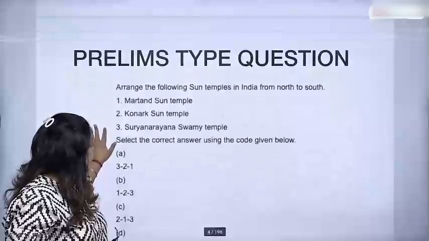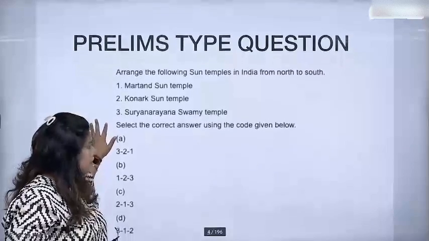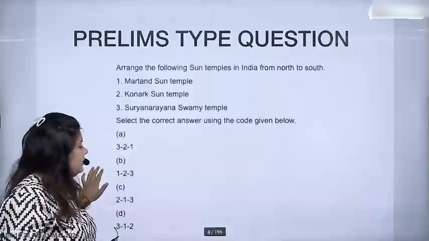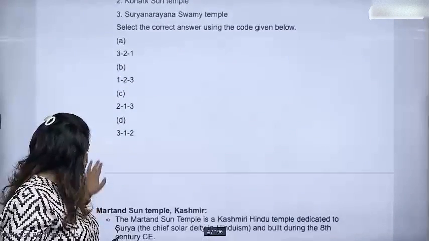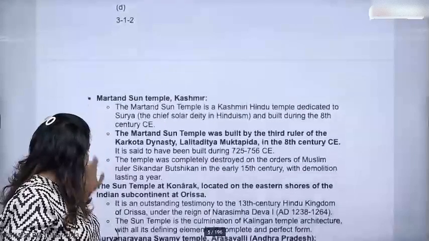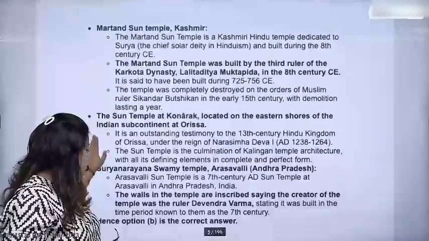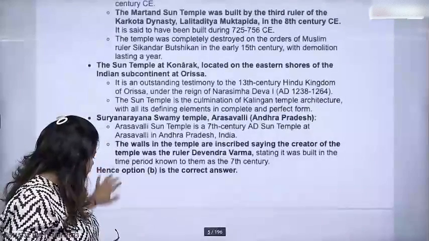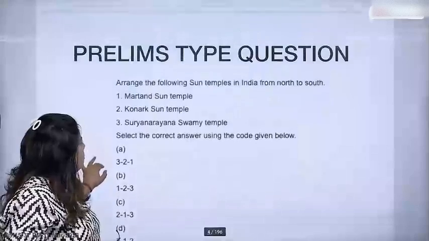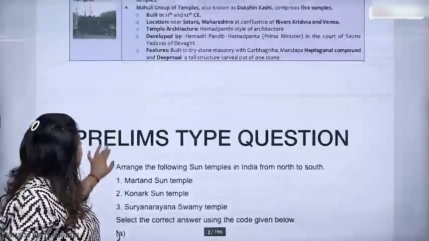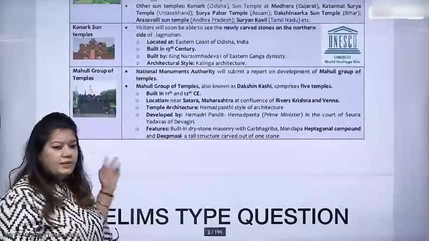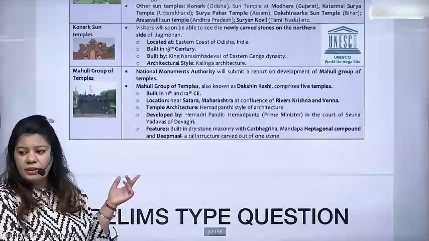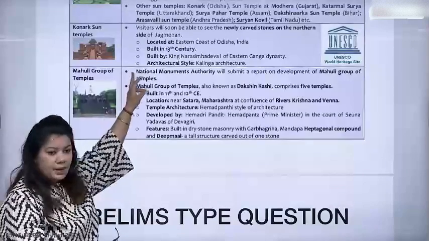So this is a prelims type of question which you can get, arranging the sun temples from north to south or east to west, right? Secondly, UPSC has also already asked a question on Sun Temple which had Omkareshwar, right? So this is how you can practice certain questions. Next thing is Konark Sun Temple. We have done Konark Sun Temple yesterday while doing the Kalinga School of Architecture, so I'm skipping it.